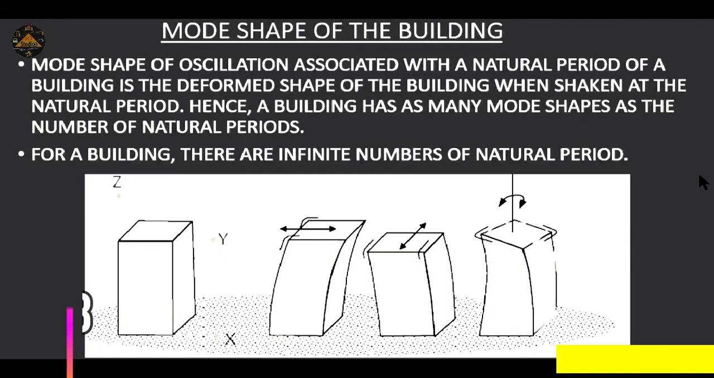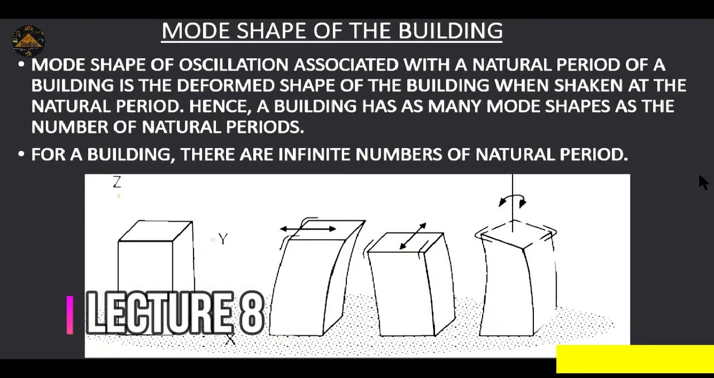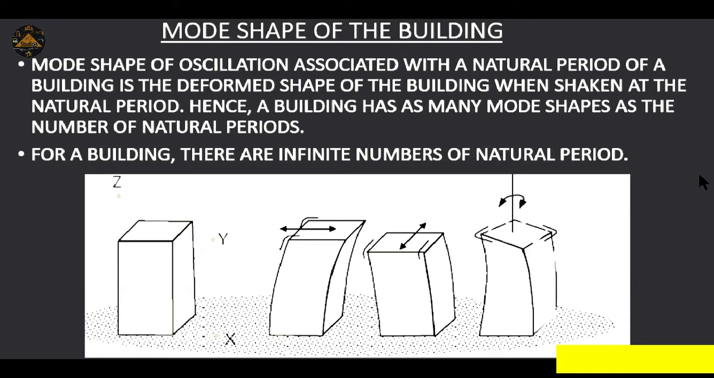Reinforced masonry infills. Now here comes another very important part of the dynamic analysis of the structure, that is mode shape. Mode shape of an oscillation is associated with the natural period of the building. So it is the deformed shape of the building when shaken at its natural period. A building can have as many mode shapes as the number of natural periods. So for a building there are an infinite number of natural periods.